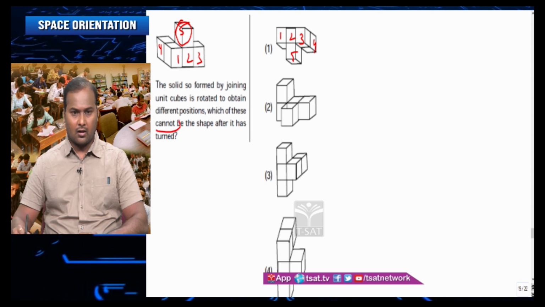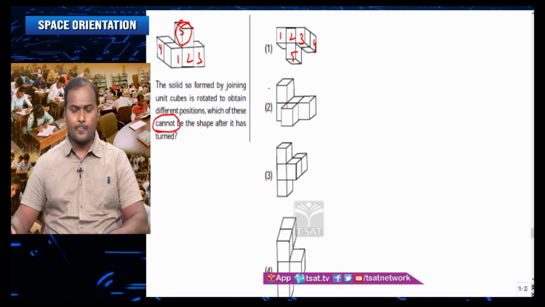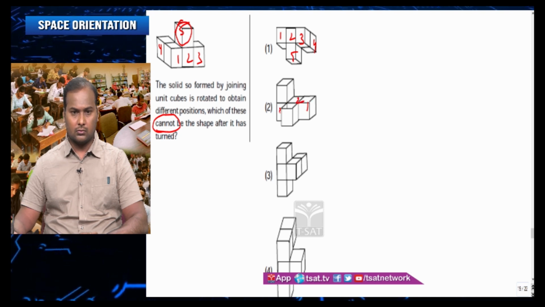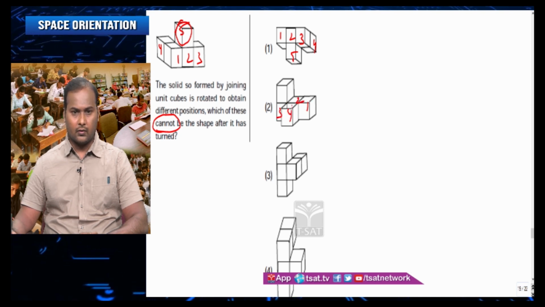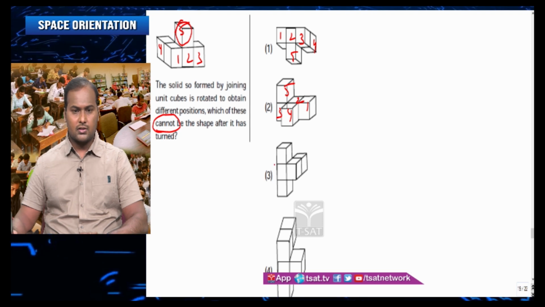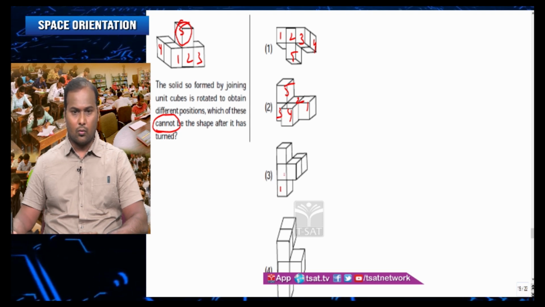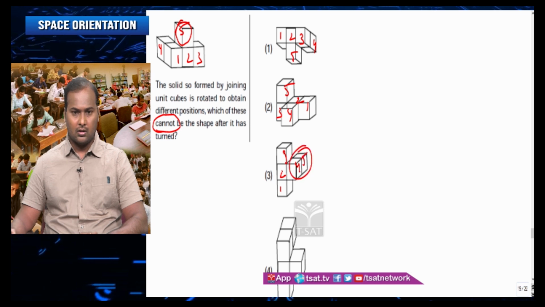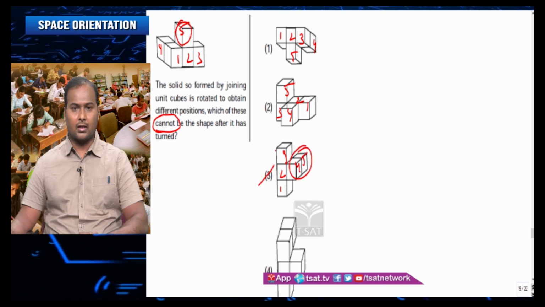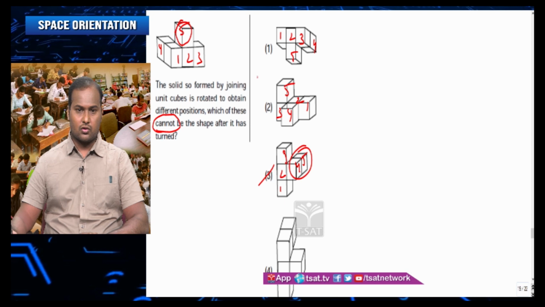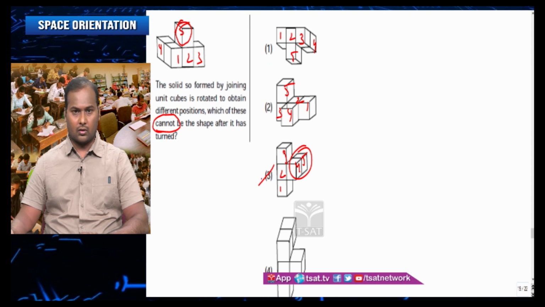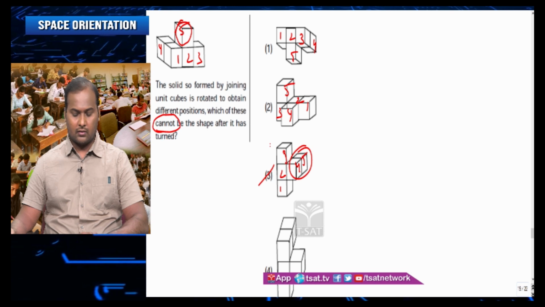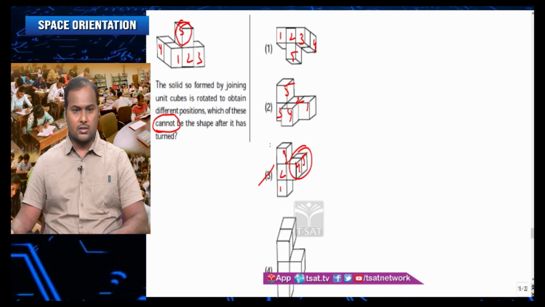What is he asking? He is asking which cannot be the shape. See the second option. Second option also 1, 2, 3, again 4, 5 is on the top. Check the third option here. 1, 2, 3. So these are in one position, whereas 4 and 5 are on the top. So option 3 cannot be your answer. So options 1, 2, 4 are the rotation of this question figure, whereas 3 is not the rotation of the question figure.